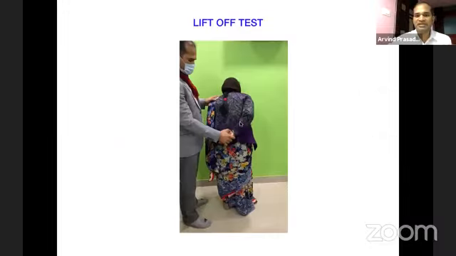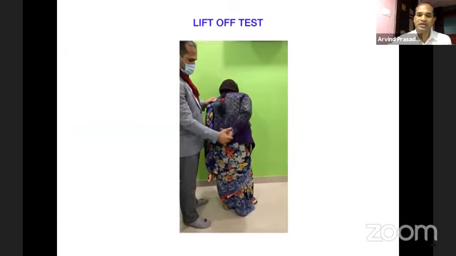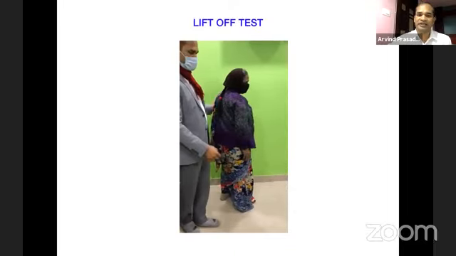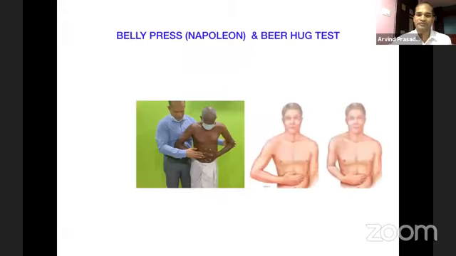The next is the lift off test. This is for the subscap: the palm on the back, and ask the patient to lift against the resistance. If there is a tear of the subscap, then the patient will be unable to do that.